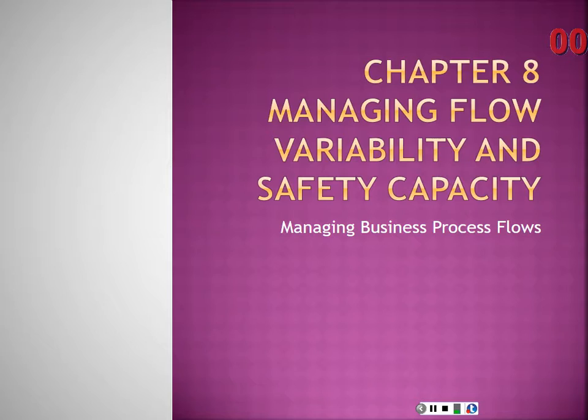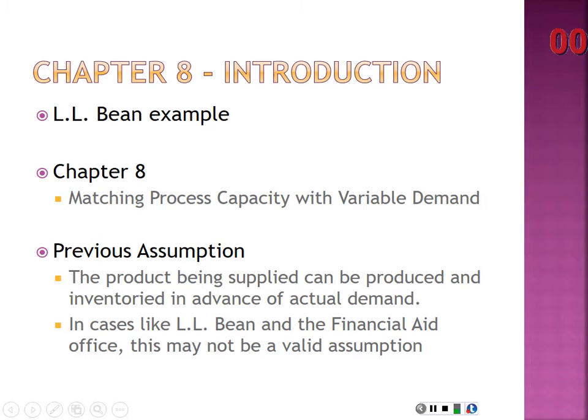At the beginning of the chapter, there's an L.L.Bean example about customer service. Basically, they're finding that customers are getting busy signals and aren't able to get through to customer service, and they're talking about the impact that has.